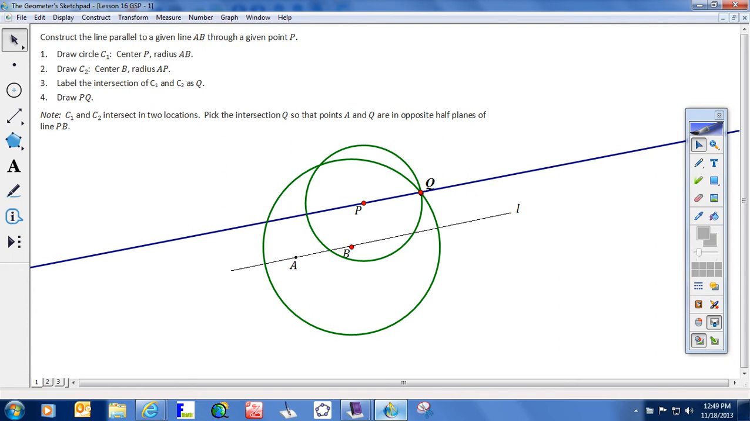Okay. See, the little note tells you they intersect in 2 locations, pick it so that they're opposite half planes of the line, which really means pick the point that's going to make a parallel. But I didn't know what C1 and C2 were. C1, circle 1, circle 2. Oh. Circle 1 from step 1, circle 2 from step 2. Cool.